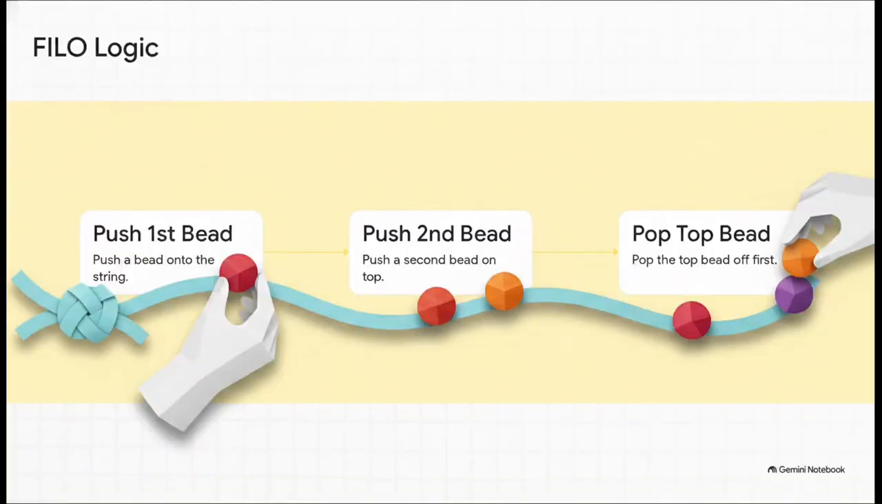To really grasp how these stack frames are organized, we have to talk about the stack's golden rule: first in, last out, or FILO. Picture a beautiful papercraft string with a really sturdy knot at the very end. If you slide or push a bead onto it and then you push a second bead right on top of that, how do you get the first bead back? Well, you can't, not right away. You have to pop the top bead off first just to reach the one beneath it. The stack works exactly the same way. The first item pushed into the stack is literally the last item to come out.